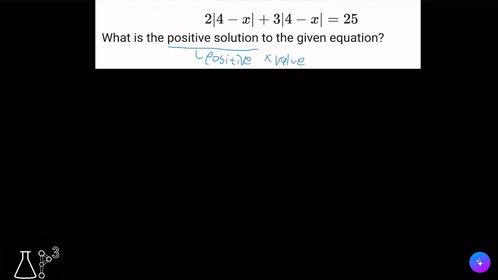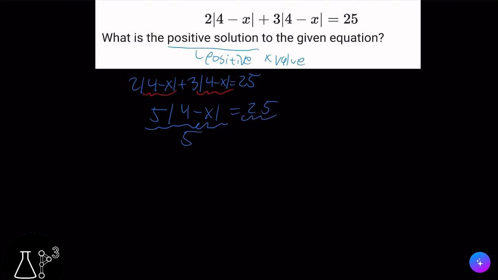So let's rewrite the equation first. We're given 2 absolute value of 4 minus x plus 3 with the absolute value of 4 minus x, which equals 25. If we notice the equation, we can see that there's 2 absolute values of 4 minus x, so we can combine like terms to get 5 times the absolute value of 4 minus x, which equals 25. If we divide by 5 on both sides, the 5s cancel out on the left side, so we're just left with the absolute value of 4 minus x, and 25 divided by 5 equals 5.